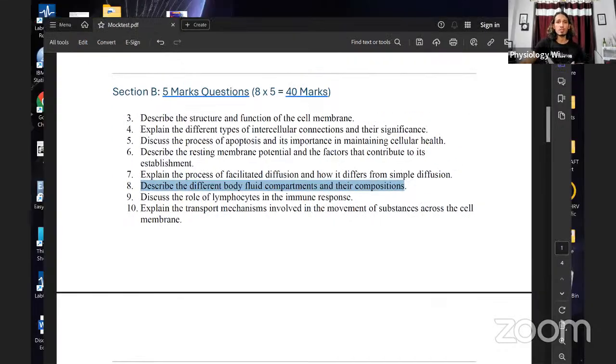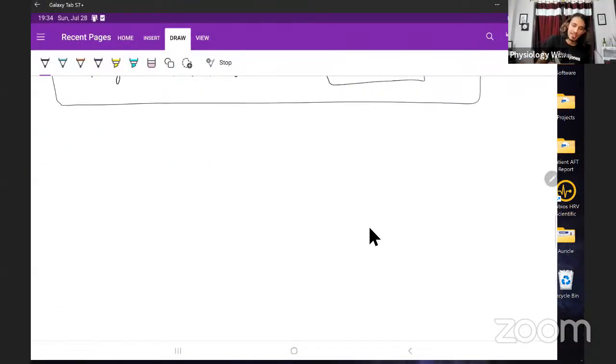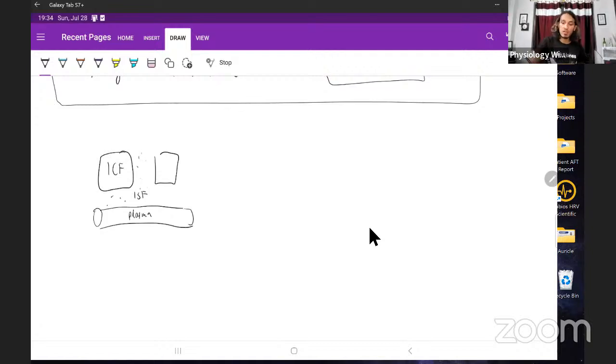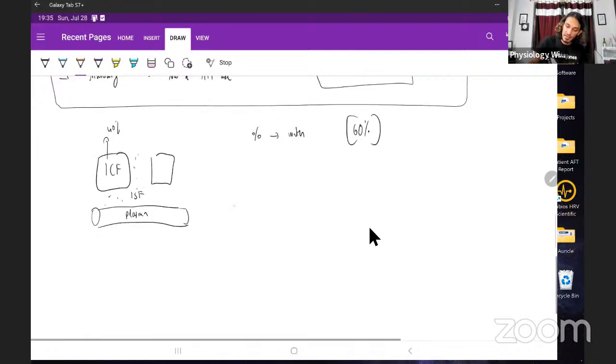Here you have to talk about the various body fluid compartments. Again, diagrammatically, you can explain everything. You can talk about your ICF. You can talk about your ECF, which is made up of your plasma and your interstitial fluid. Then you talk about the various percentages of, for example, water which is there. Around 60% of body weight is water: 40% in your ICF, and your whole ECF is 20%.